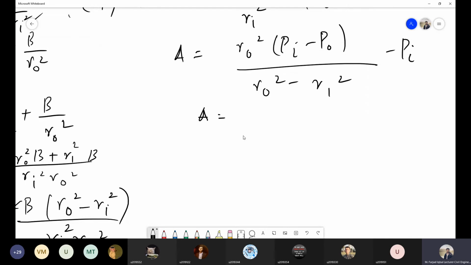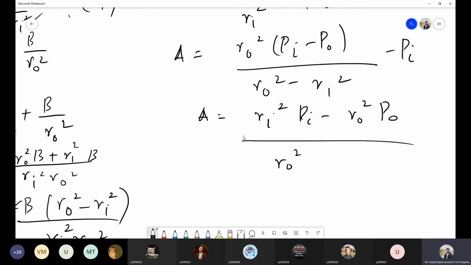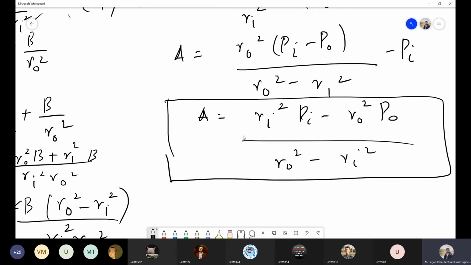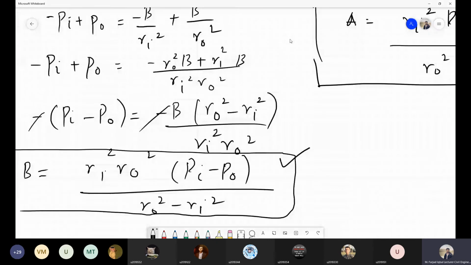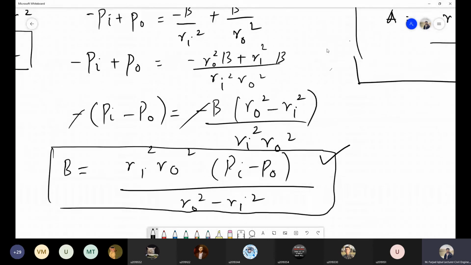I'm just writing the final equation of A that I get by simplifying this one, and the final equation will be ri square pi minus r naught square p naught divided by r naught square minus ri square. Now this is the equation for this constant A. Now I have both the equations of A and B.